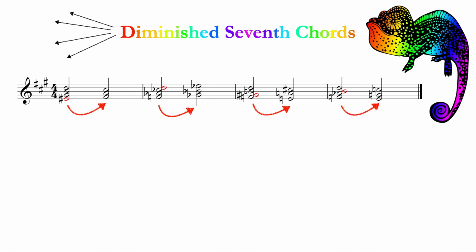The first one goes to F sharp, minor or major. The second goes to E flat, minor or major. The third to A minor or major, and the last one to C, minor or major.